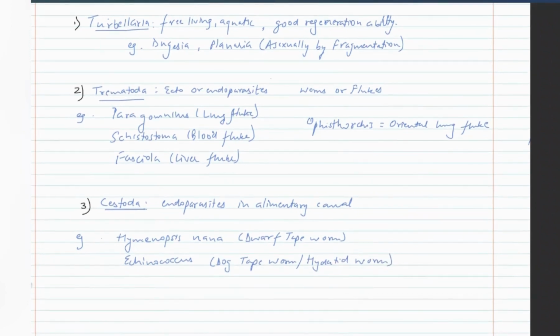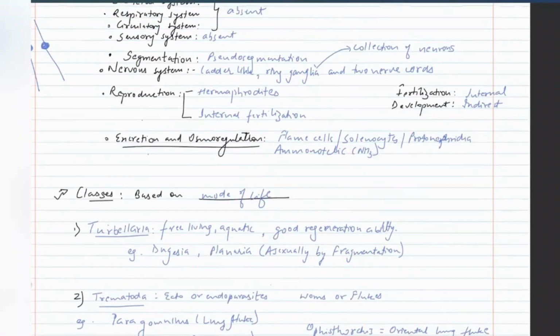Then there is Taenia. Taenia, we have two varieties. Taenia solium, which is also known as pork tapeworm, which spreads due to the consumption of improperly cooked pork. And there is Taenia saginata, called beef tapeworm, which spreads due to consumption of improperly cooked beef.